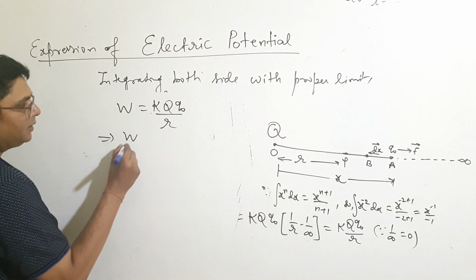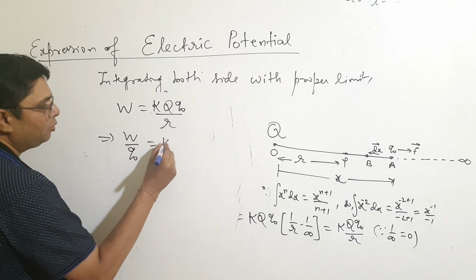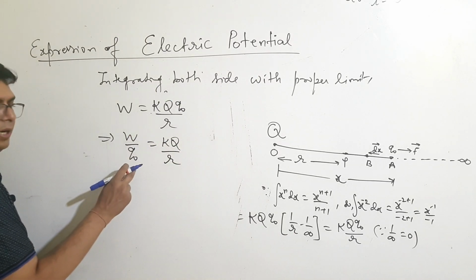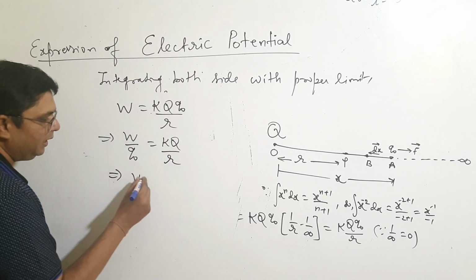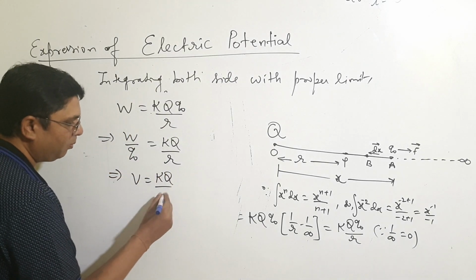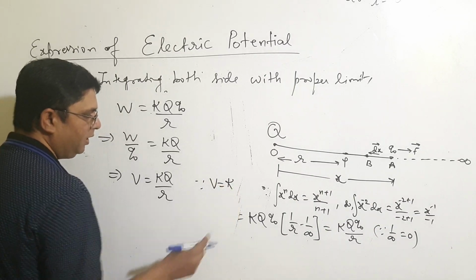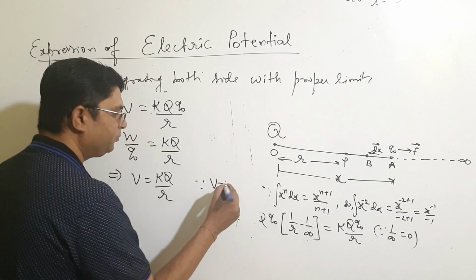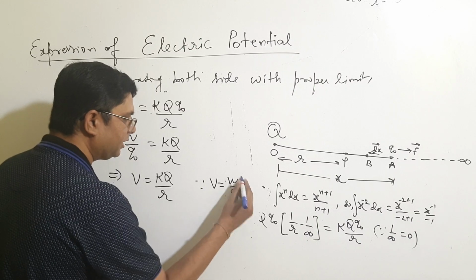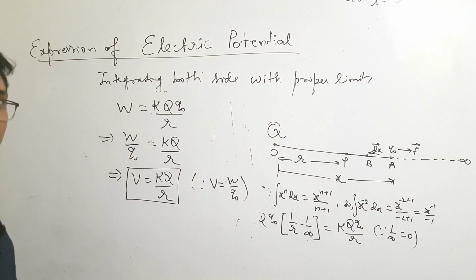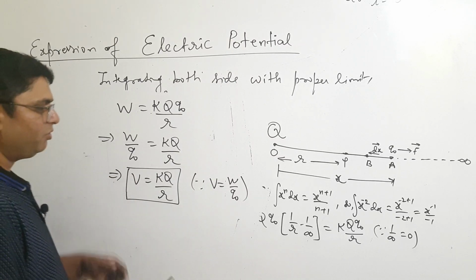This can be written as W by q naught is equal to kq upon r. You know that W by q naught is V, the potential. So V is equal to kq upon r, because V is equal to work by test charge. So this is the expression for potential which you are going to use further.